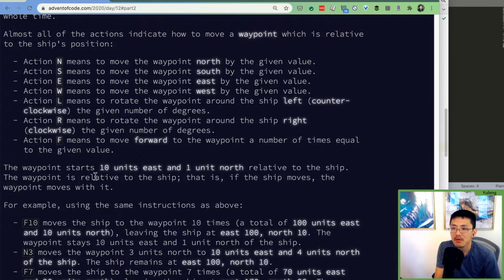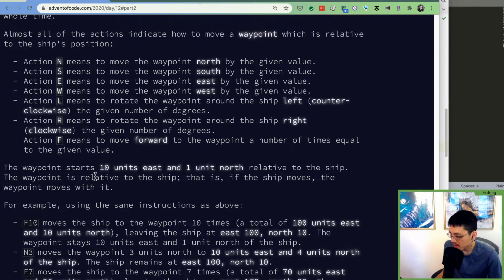Oh. So every time the ship moves to the waypoint, it moves it the whole way, not one unit. So it's like 10 times the waypoint path, like distance, path, whatever. Or I guess you could say 10 times the Manhattan walking. North 3 moves the waypoint 3 units north. So we keep track of the waypoint's relative position, moving it around a similar way as before, except F has a different rule now.